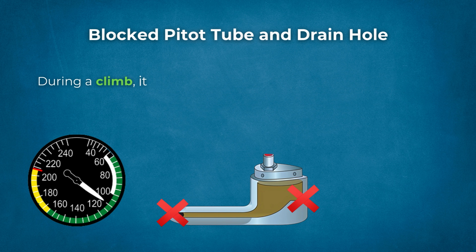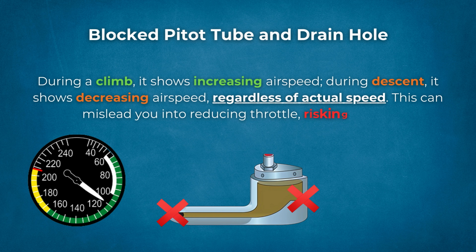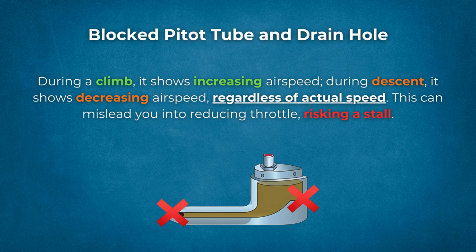During a climb, it shows increasing airspeed. During descent, it shows decreasing airspeed, regardless of actual speed. This can mislead you into reducing throttle, risking a stall.